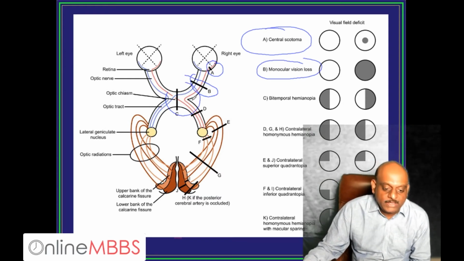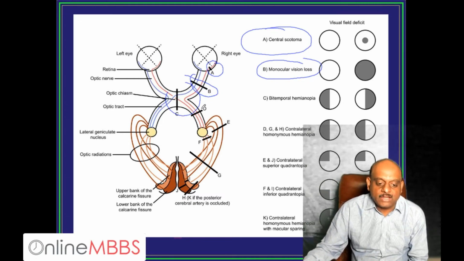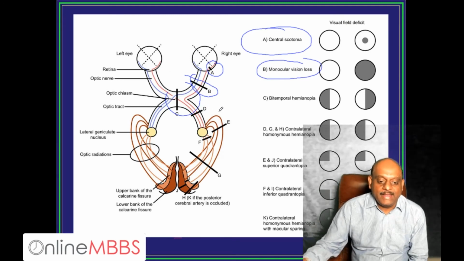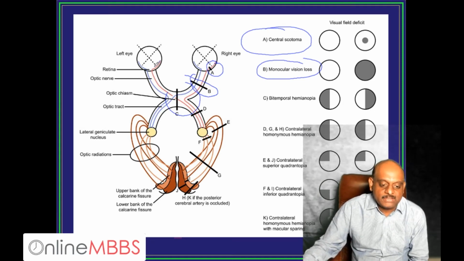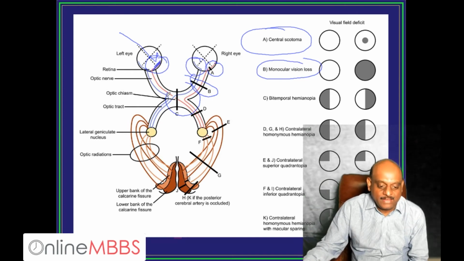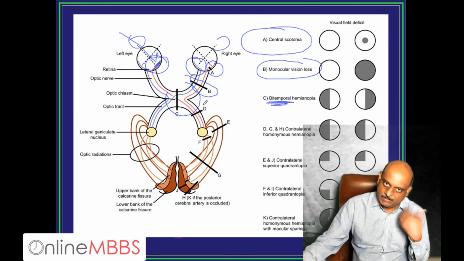Why? In the optic chiasma, typically the temporal fibers are not crossing, and nasal fibers are crossing. Nasal fibers are receiving the vision from the temporal field. So if the nasal fibers on both sides are affected in an optic chiasmal lesion, both temporal fields are affected. That is the reason you get bitemporal hemianopia when the optic chiasma is affected.